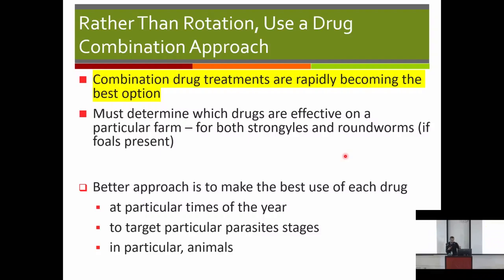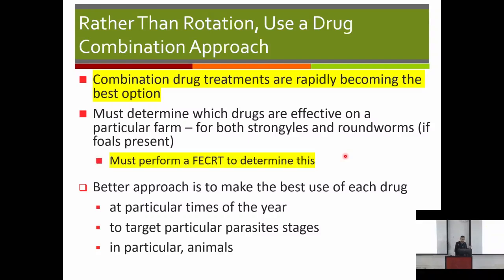So both approaches make the best choice of each drug, if you use it at a particular time point of the year, or in particular animals, and we'll talk about how you decide that this animal I am going to treat in the refugia management strategy. So also target the particular parasite stages. We know that triclabendazole will work in the adult, not in the cyst, and is not going to work in cyathostomum.